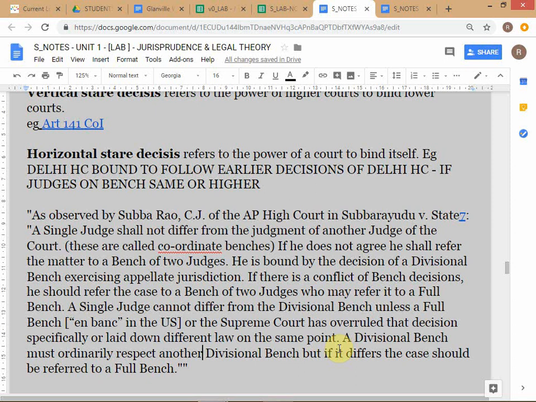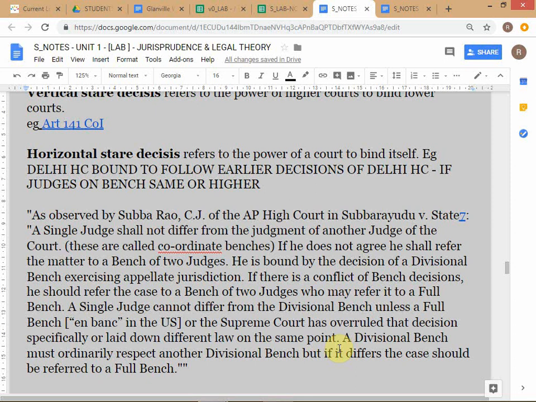Okay. And so as far as the benches are concerned, you can actually have a single judge bench, or sometimes a two judge bench. Okay. Or sometimes a three judge bench in the high court. And then you can have a full bench also, of the High Court. So that's quite rare actually in India.